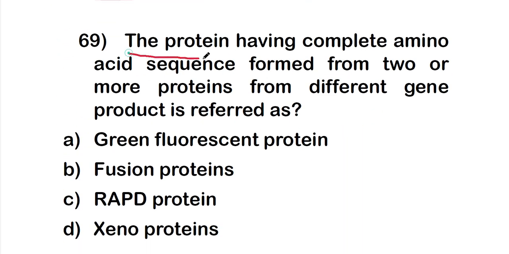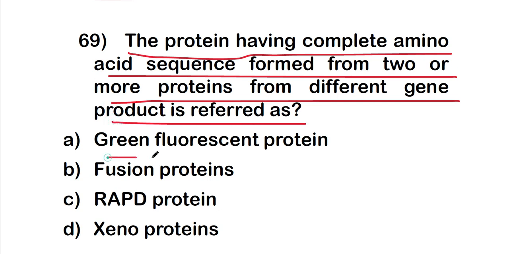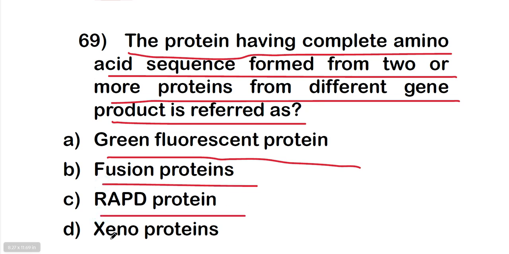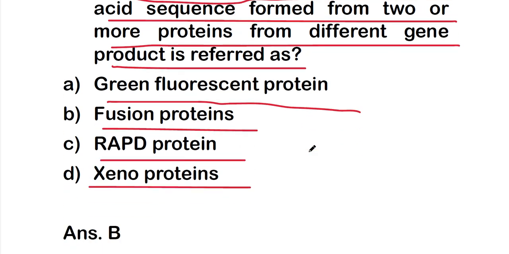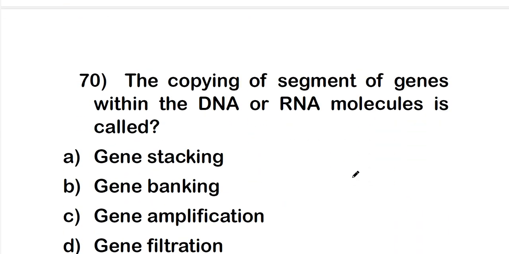The protein having a complete amino acid sequence formed from two or more proteins from different gene products is referred to as option A, green fluorescent protein, option B, fusion proteins, option C, RAPD protein, option D, xenoproteins, and the right answer is option B, that is fusion proteins. So the protein having a complete amino acid sequence formed from two or more proteins from different gene products is referred to as fusion proteins. Okay, question number 70 next.